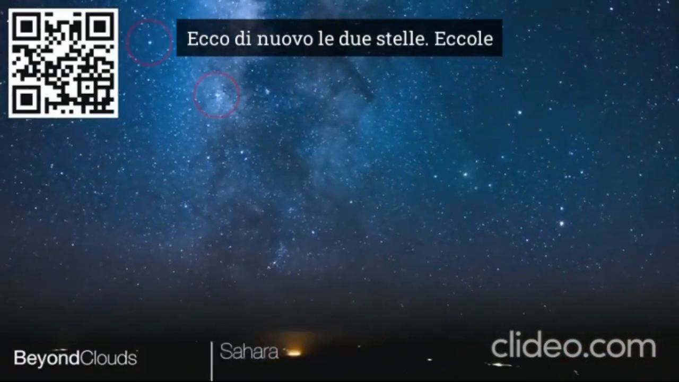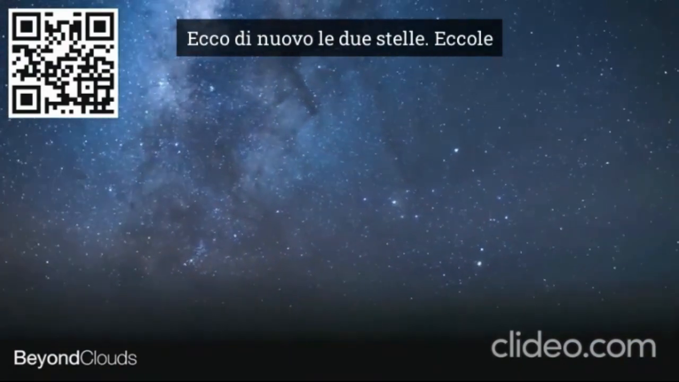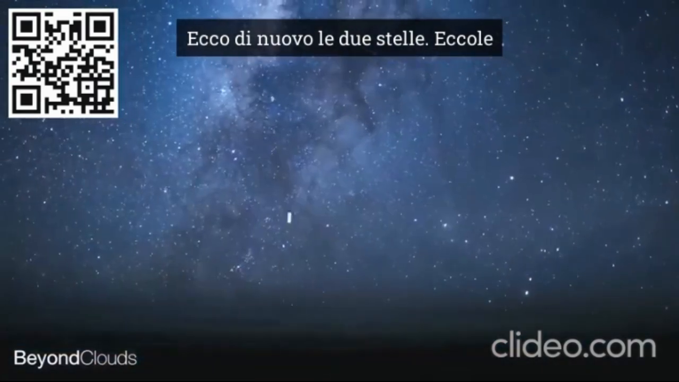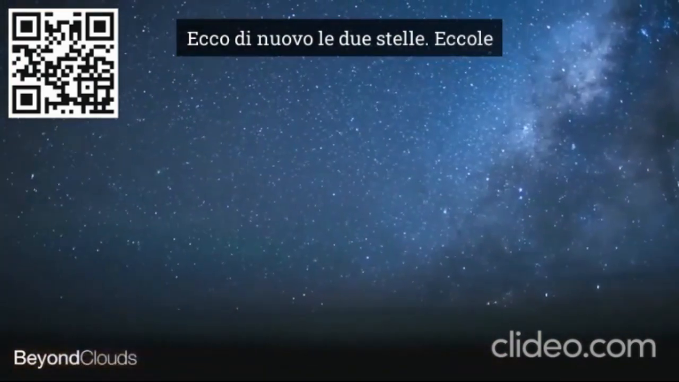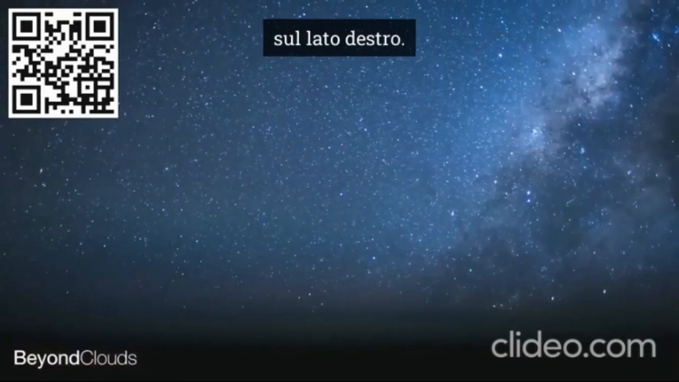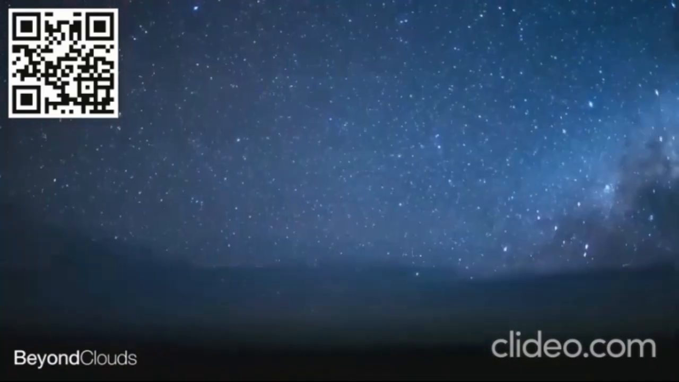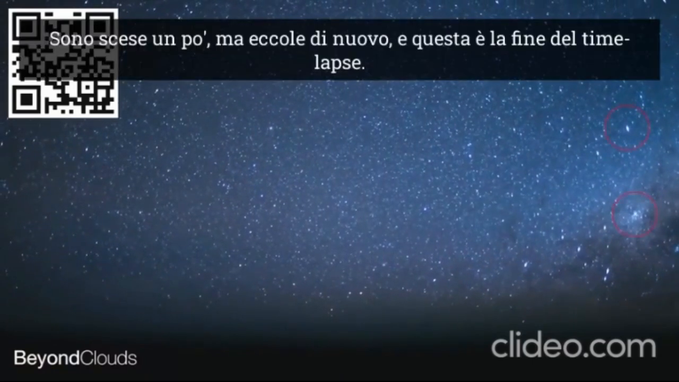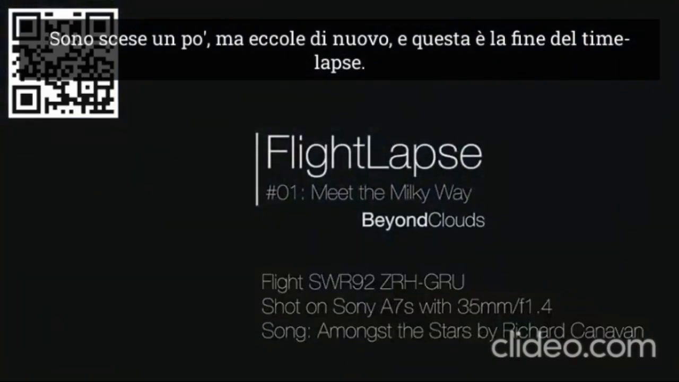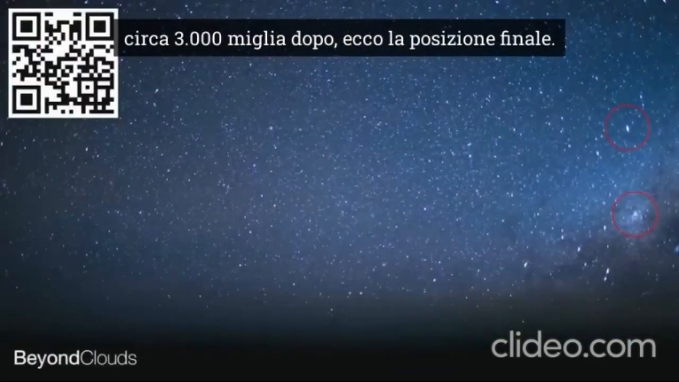There are the two stars again. Here they are over on the right side. They have dropped a little, but here they are again. And that's the end of the time lapse. This is the beginning position of the stars. Approximately 3,000 miles later, here is the ending position.